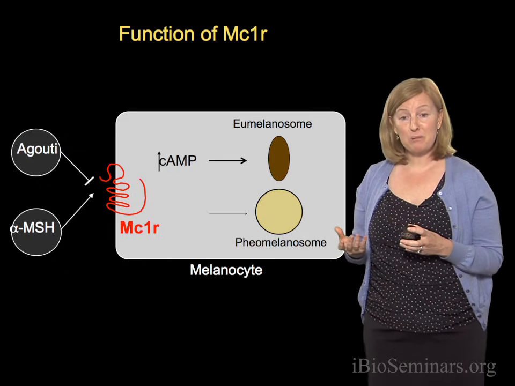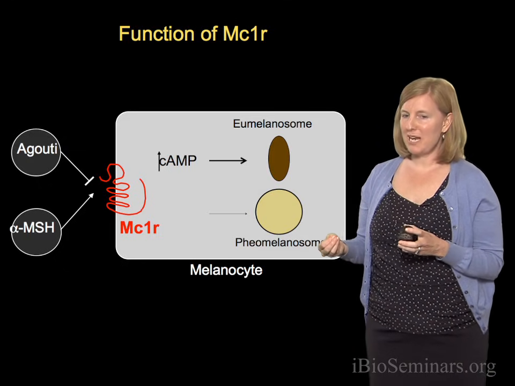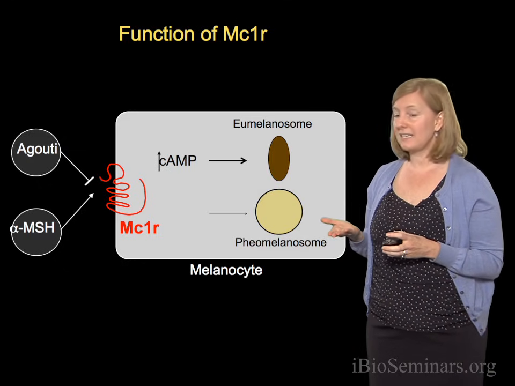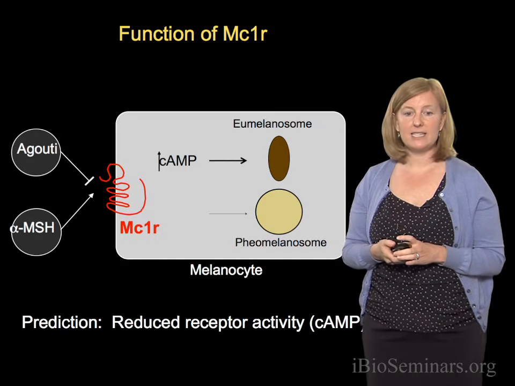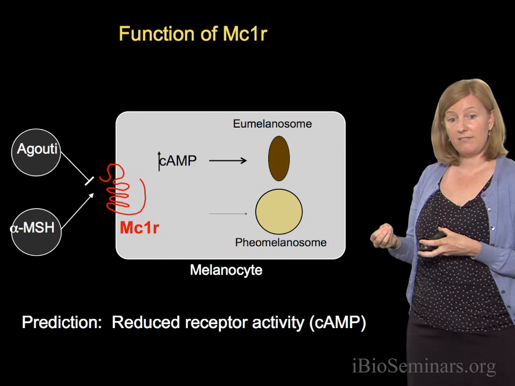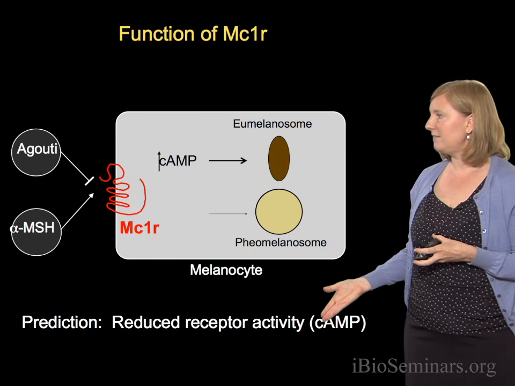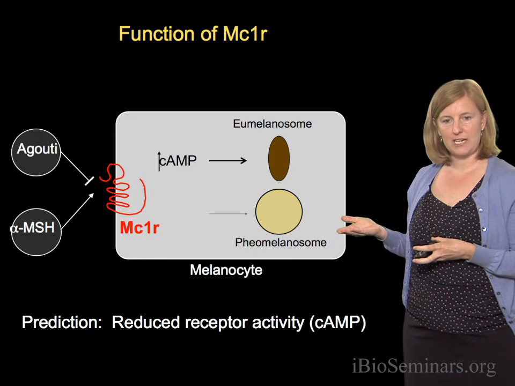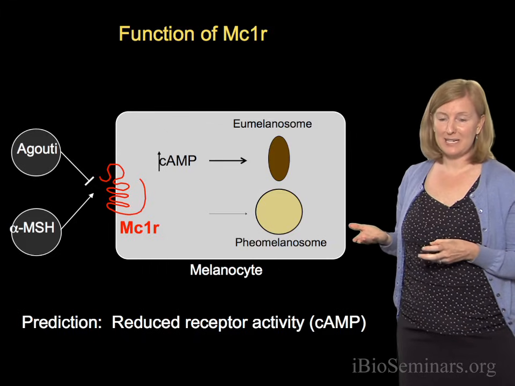Now this leads to a nice prediction. In beach mice, we have a mutation in MC1R that we think leads to light coloration. So our prediction is that that mutation, that arginine to cysteine change at position 65, will reduce receptor activity, which will result in lighter pigmentation. So we could test this by doing an experiment.